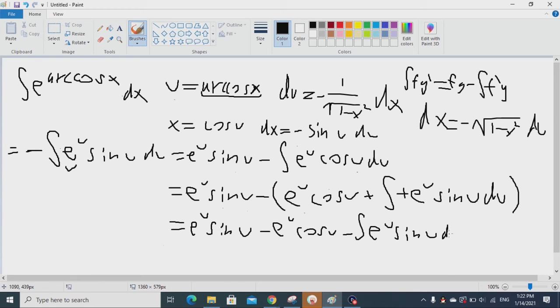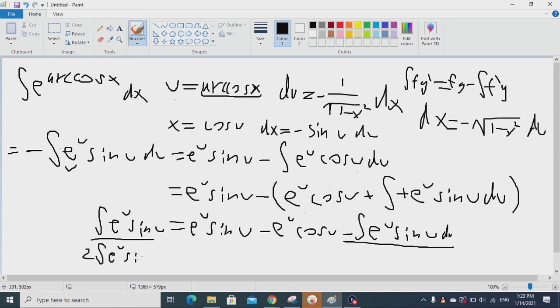That's e to the u sine u du. And so now here's where you need to notice something interesting, and why I picked this problem again. You'll see that the thing that we were solving for in the beginning is e to the u sine u. And that's actually exactly what we have on the other side. So we can actually just add it to both sides.